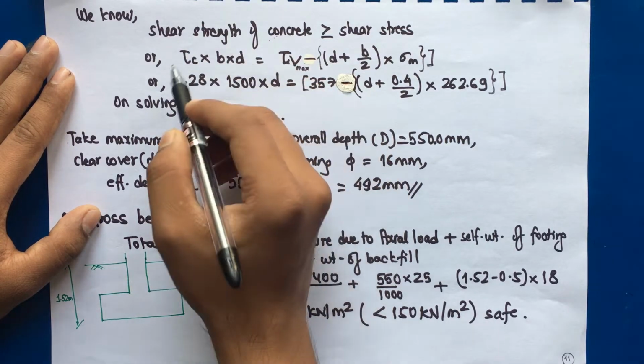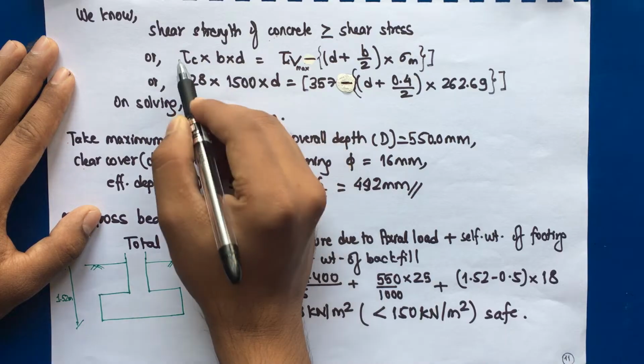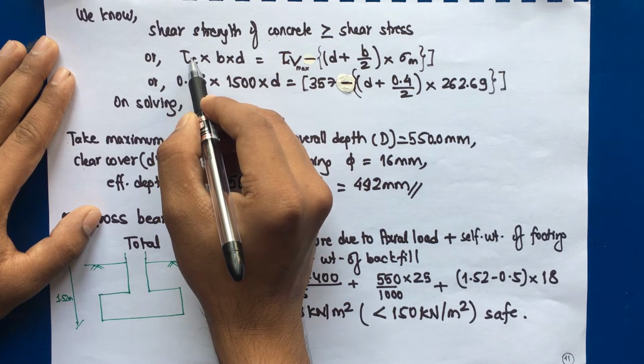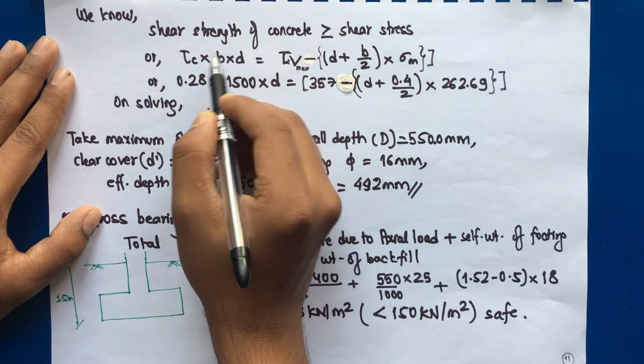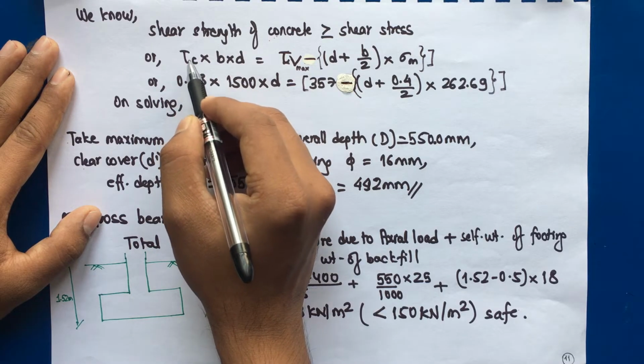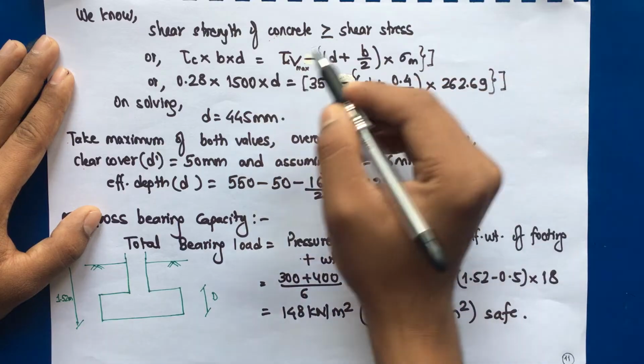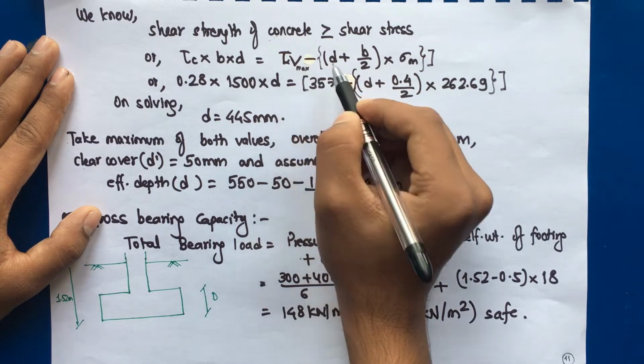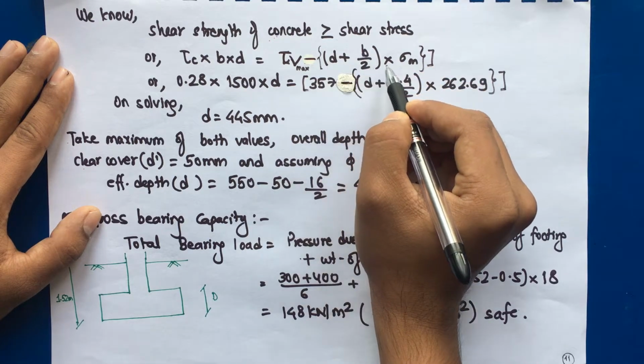Now the shear strength of concrete is nothing but tau c into b into d. So this is the design shear strength into b into d. This is Newton per mm square into mm square, so we will get the strength in Newton, which should be equal to or greater than Vmax, the maximum shear force, minus d plus b by 2 into sigma m.